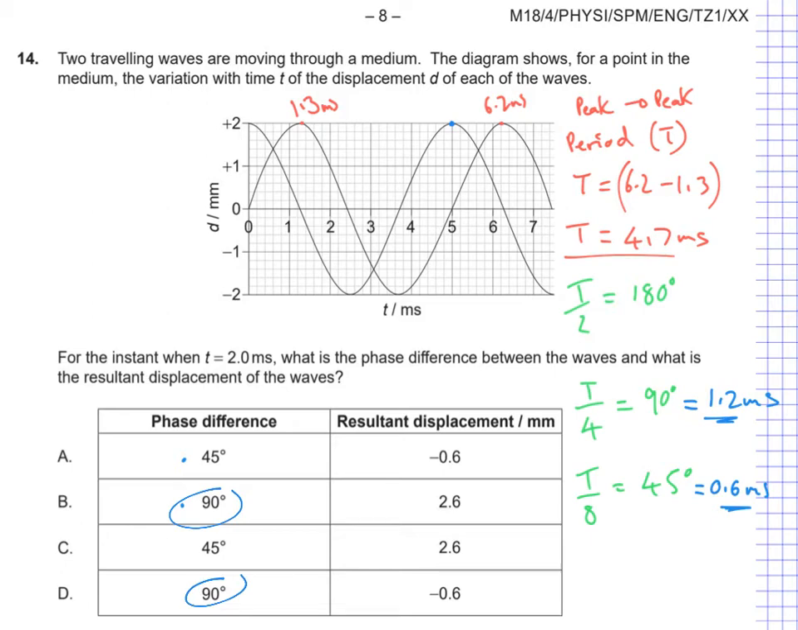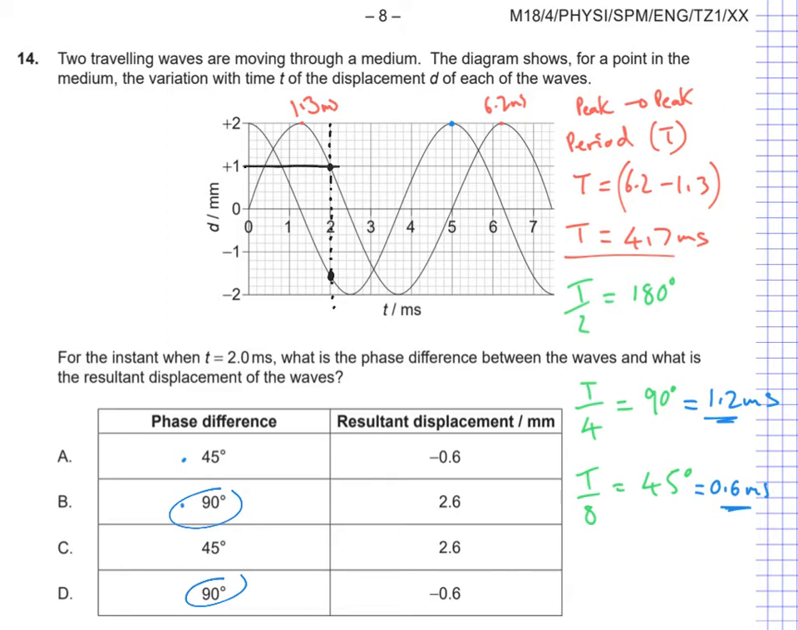Okay, let's keep going now and answer the rest of the question. We're asked to consider a value at 2 milliseconds. So it's going to be here. And we need to know the resultant displacement of the waves. So resultant displacement means we're going to add them together. We're going to add this part of the wave to this part of the wave. And so we need these values.